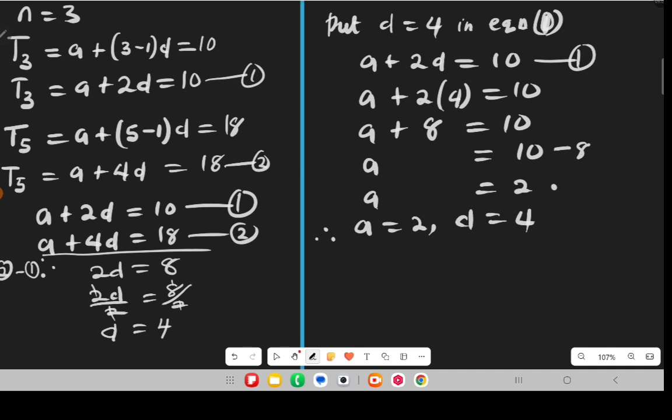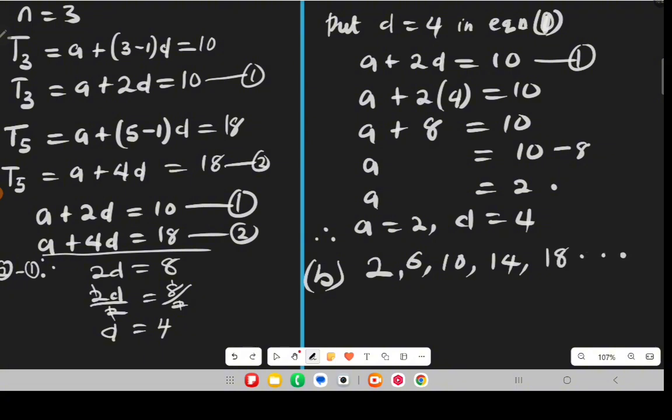To generate the sequence, the first term is 2. We add 4 to each term to generate the sequence, which is 2 plus 4 gives us 6, plus 4 gives us 10, plus 4 gives us 14, plus 4 gives us 18, and so on.